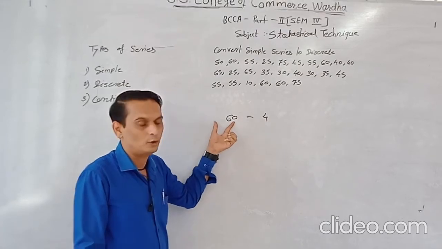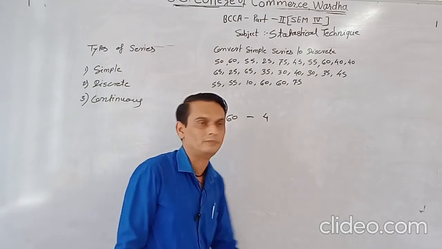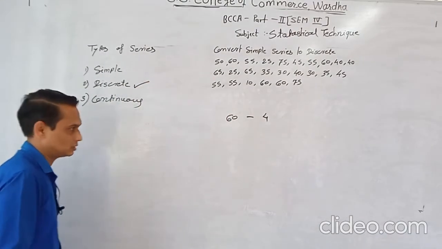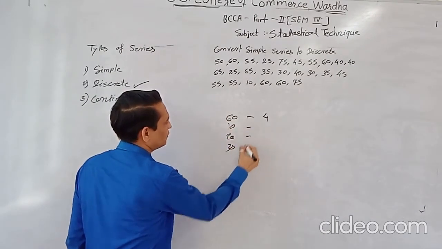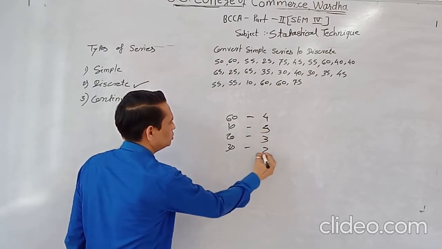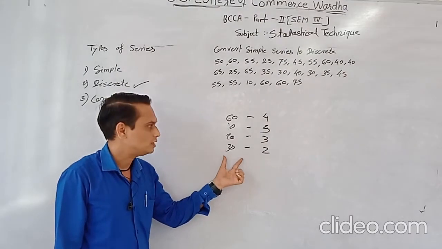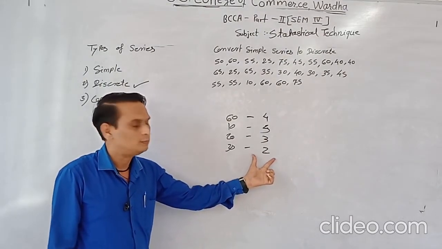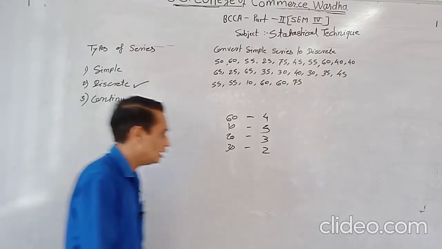So when the observation and its frequency are both available, it is called a discrete series. Just like 10, 20, 30, and its frequencies 5, 3, 2. So this is called a discrete series: observation and frequency available in the series.